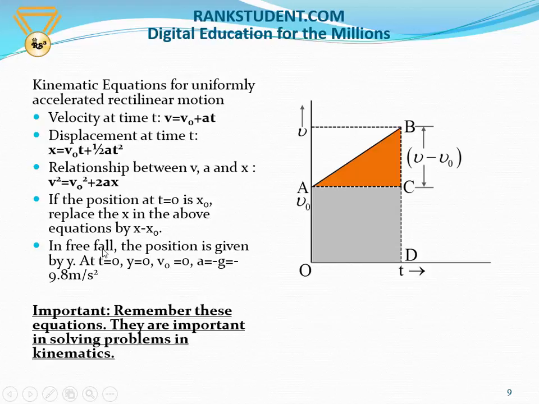Free fall is an important subcategory of kinematics. The position is given by y. In this example, for free fall, at time t equal to 0, the position y is 0. The initial velocity, if it's dropped from rest, is 0. The acceleration due to gravitational attraction is minus g towards the center of the Earth, that's minus 9.8 meters per second squared. These are important equations. You must remember them. They will be helpful to you.